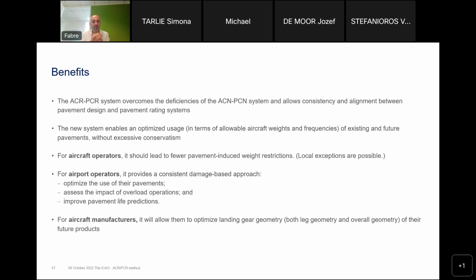to a predictive approach. And last, for the aircraft manufacturer, it will also allow them to optimize the landing gear geometry, so both the leg geometry itself, but also the overall main landing gear geometry, so the space between the different gears, the type of gears, two wheels, four wheels bogie, six wheels bogie, and so on, for their future products. So that will also be design parameters for the manufacturer when we develop new aircraft models.